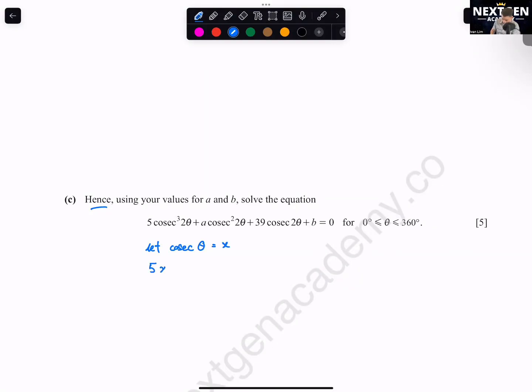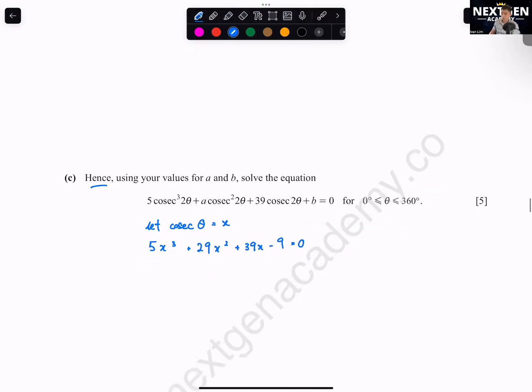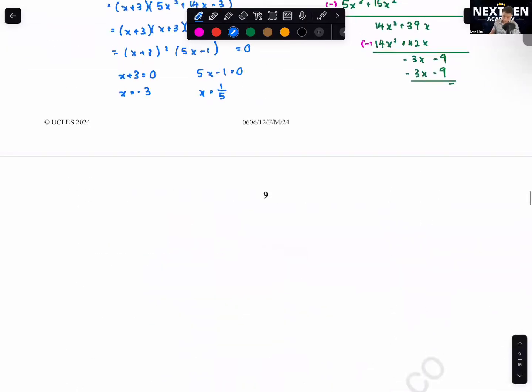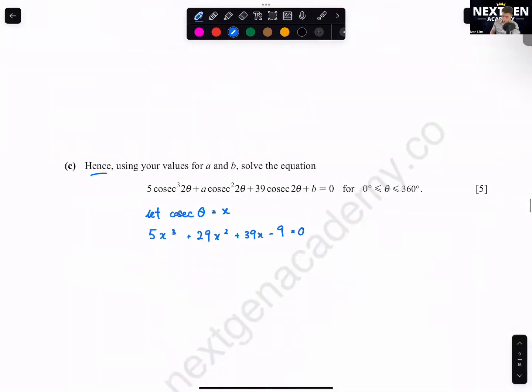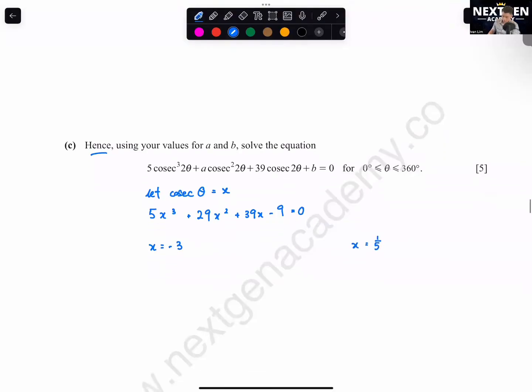So it'll be 5x cubed plus 29x squared plus 39x minus 9 equals 0. Okay, just now looking at the above one, we got 2 answers, right? We can straight away write the answer. They won't give you steps for all these repeated steps again. So the answer that we got just now was x equals -3 and x equals 1/5. Okay, so write down x equals -3, x equals 1/5.